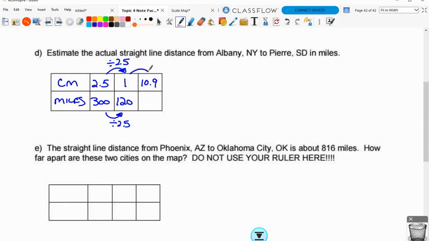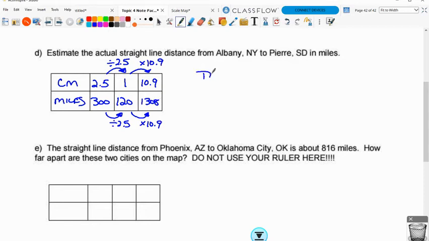Well, it's very easy to scale from 1 centimeter to 10 9/10. You simply multiply by 10 9/10. And so we'll do the same thing down here to our 120 miles. We're going to multiply by 10 9/10. And if you were to punch that into your calculator, 120 times 10 9/10, you would get 1,308.